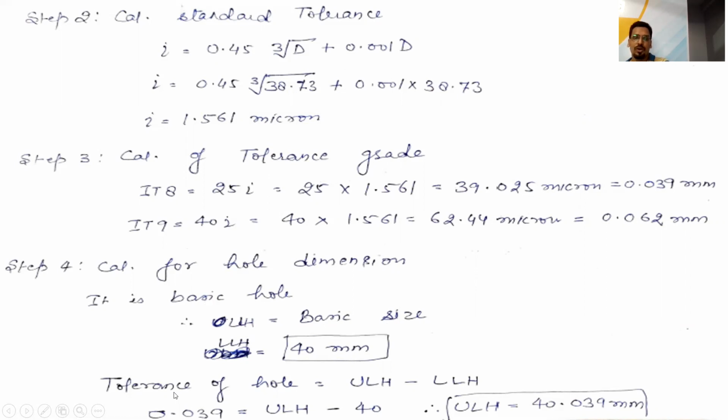Now, tolerance of hole. Tolerance of hole is provided by upper limit of hole minus lower limit of hole. And tolerance for hole is what? This IT8, the value of IT8, that is 0.039 mm. So 0.039 mm is equals to upper limit of hole minus lower limit of hole. The lower limit of hole will be equal to the basic size, so it is 40. The upper limit of hole will be 40.039 mm.